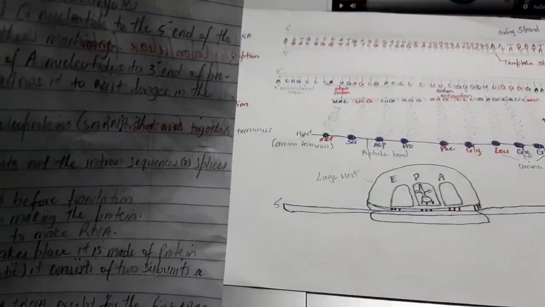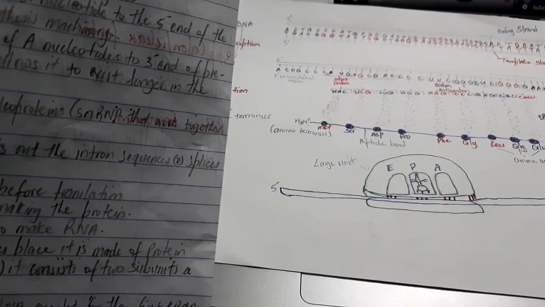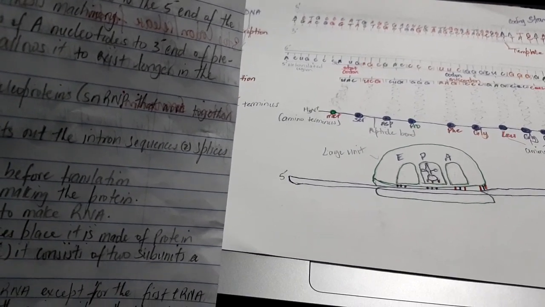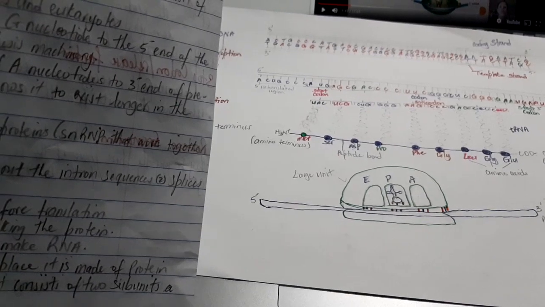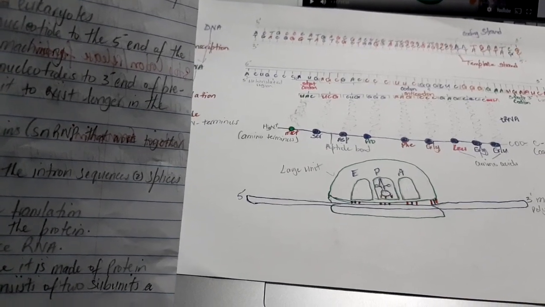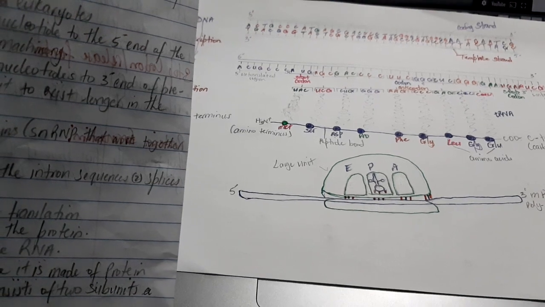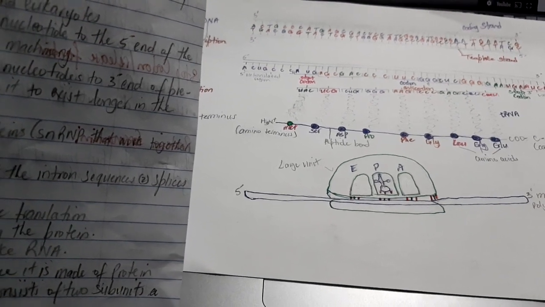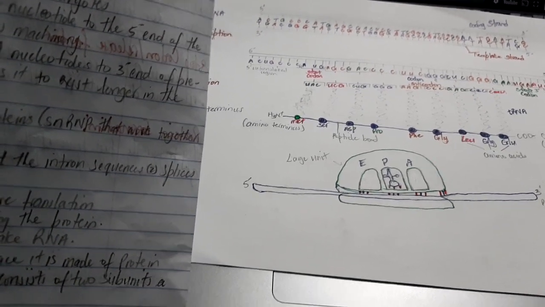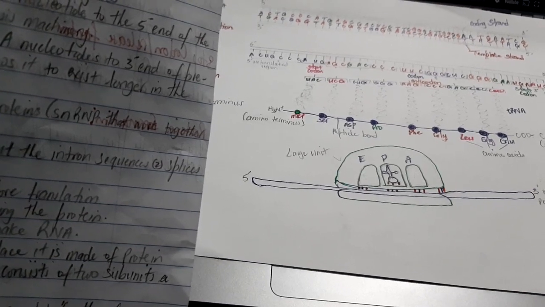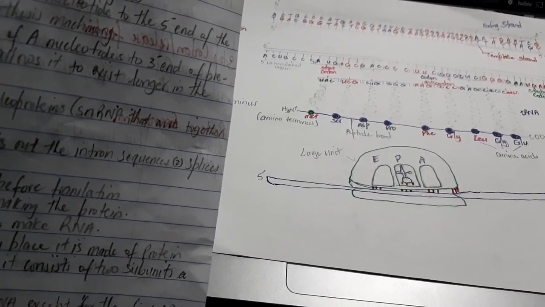Template strand. Here, a strand of the double helix serves as a template. Coding strand. The coding strand, otherwise known as the sense strand, is the one that is not copied. It consists of the same nucleotides as the mRNA, except that it has T instead of U.